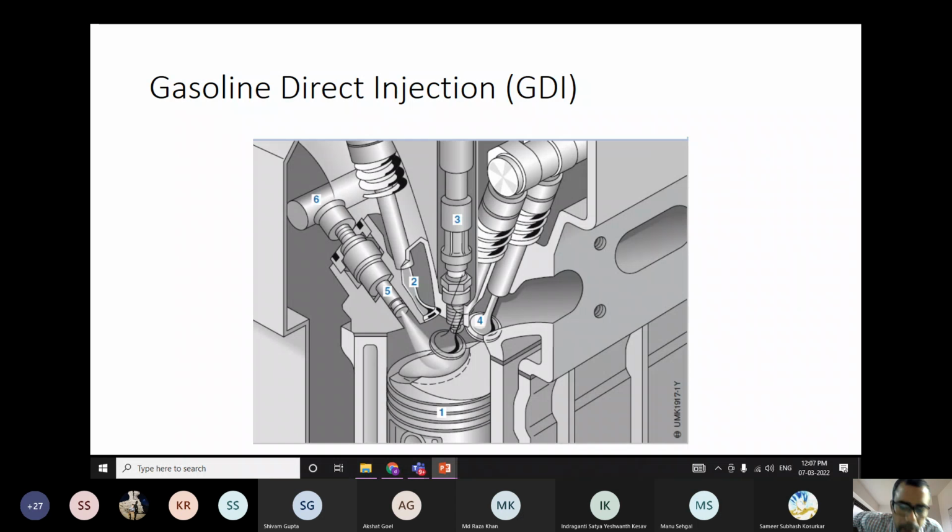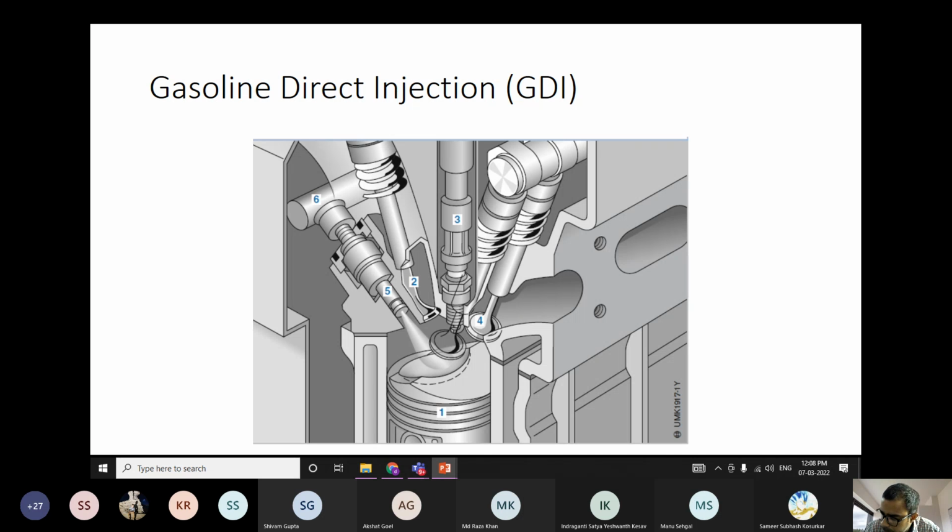So when we were discussing the PFI engine, we came across one of the demerits, which is valve wetting. That is a big problem, particularly in the cold start of the engine. We need to inject more fuel than is required so that the engine can start initially. So there is a cold start problem. Valve wetting is the problem. These are the major problems of the port fuel injection system.